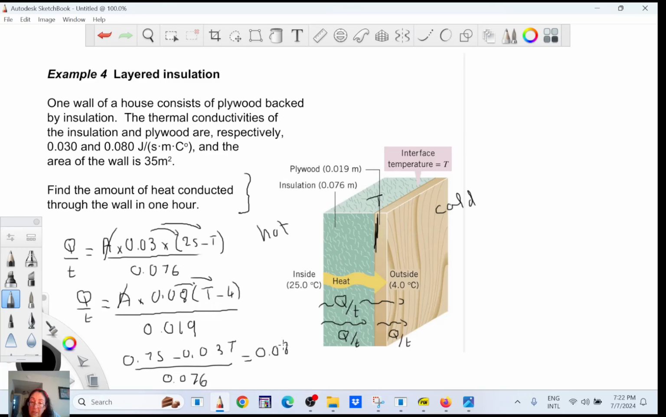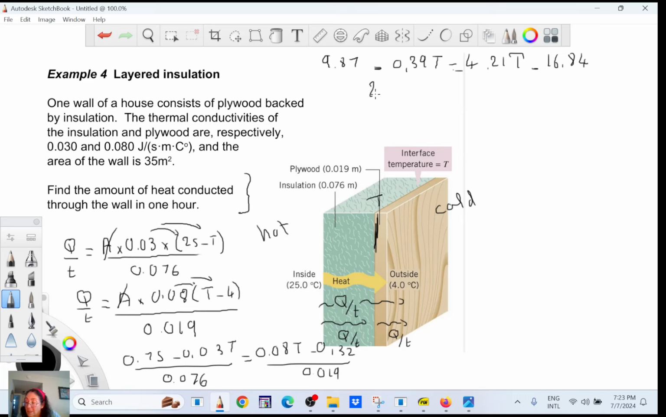equals 0.08 t minus 0.32 over 0.019, and you can isolate t. Okay, so you divide here, divide there, divide here, divide there. So you're going to get 9 minus 87 minus 0.39 t. Okay, so this divided by that equals 4.21 t minus 16.84. Okay, and you can isolate your t.